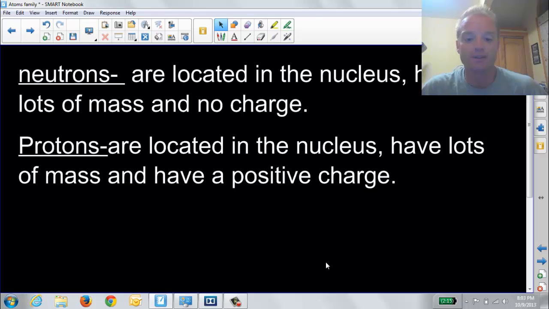So the number of neutrons can change in an element. And finally, also in the nucleus, we have the protons. Protons, again, are in the nucleus, have lots of mass, and have a positive charge.